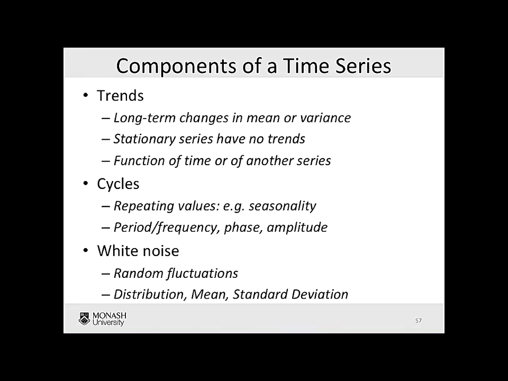So we look at components of time series analysis. We look for trends, the changes in the mean or variance. Stationary series have no trends, because they're stationary. A series can be a function of time or of another series. Most of the time, though, because we're talking time series, we're looking at time. But this happens a lot, these cycles.